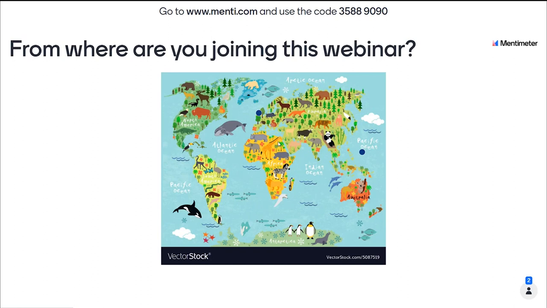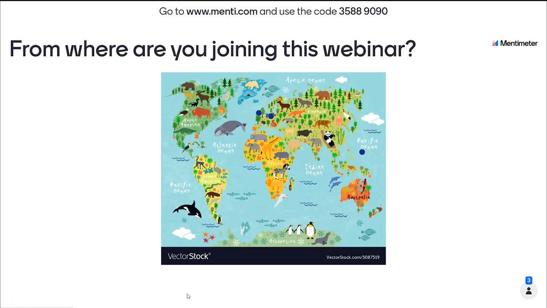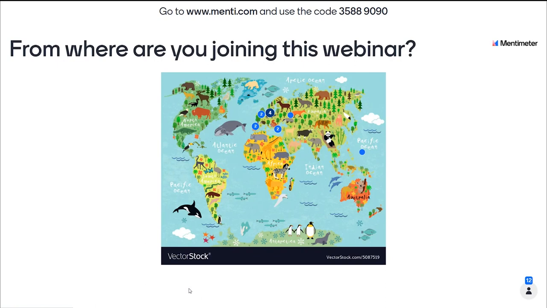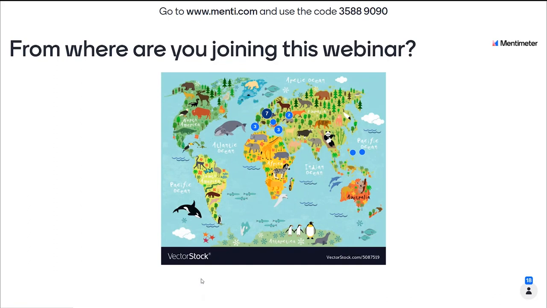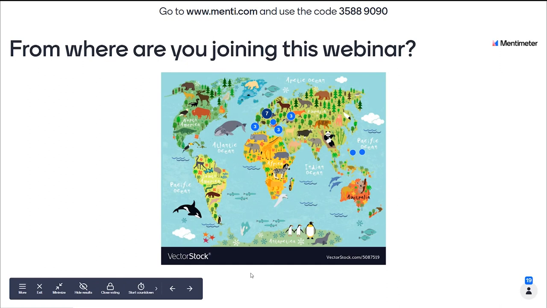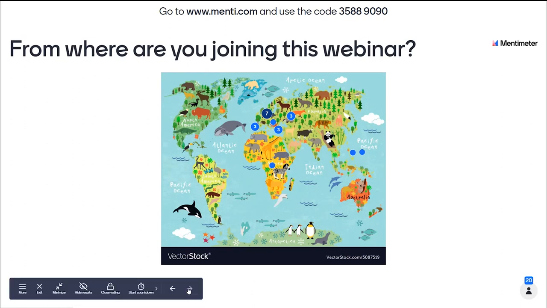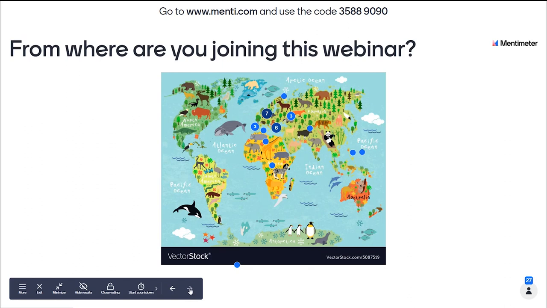I see one dot in the Pacific Ocean. So we have people from outside Europe also. And we see two dots from Europe, south of Europe, two people from Eastern Europe. Looks like Turkey, Malta, Greece, Portugal. Great. This is a wonderful map representing the major fauna of different parts of the world, as you can see. Wonderful. So we have a couple of people from Northern Europe also. Nice.